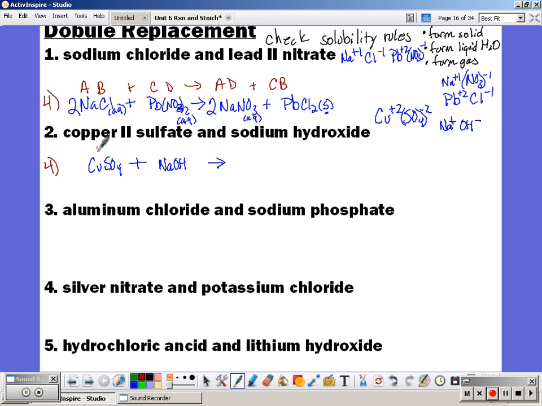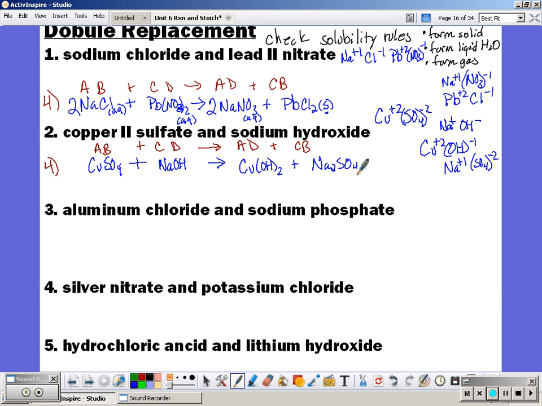AB plus CD goes to AD plus CB. A in the problem is copper, Cu plus 2. D in the problem was hydroxide, OH minus 1. So I cross my charges and get Cu(OH)2. C in the problem was sodium, plus 1, and B was sulfate, SO4 minus 2. So I cross my charges, Na2SO4.